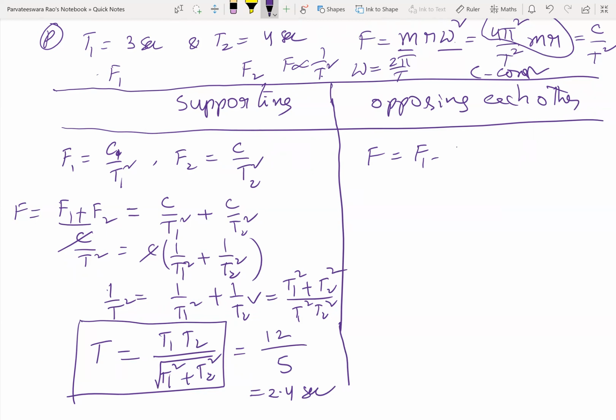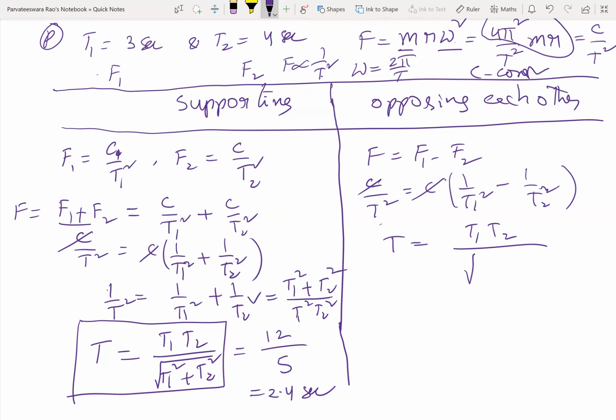So F1 minus F2. So this is C by T square is equal to C into 1 by T1 square minus 1 by T2 square. Therefore, I get T is equal to T1 T2 by root of T2 square minus T1 square. You have to write the formula, not T1 square minus T2 square; if you take LCM, it is T2 square minus T1 square.